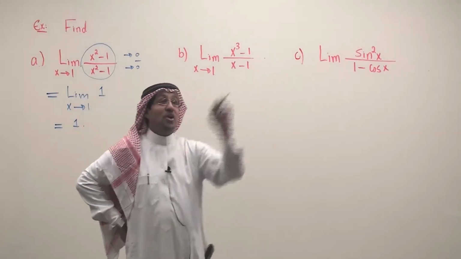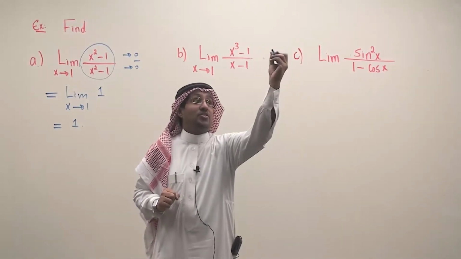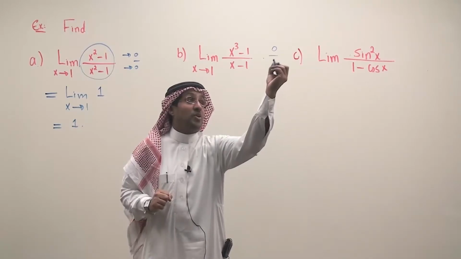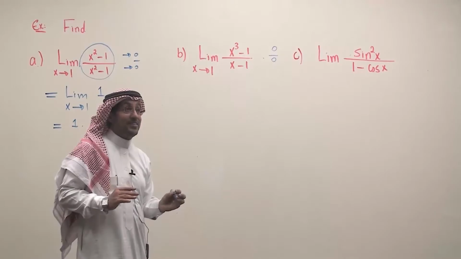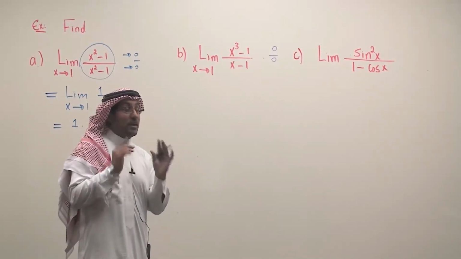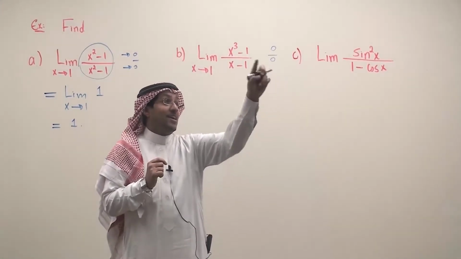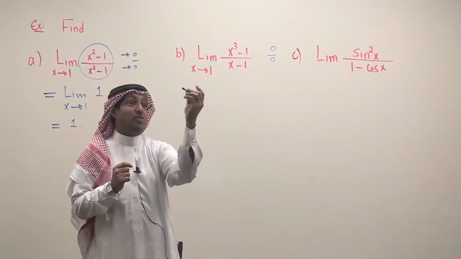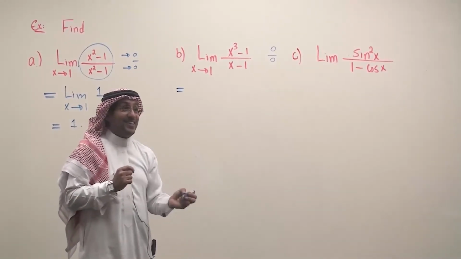Here too, when x goes to 1, 1 cubed minus 1 is going to be 0, and the denominator is going to be also 0. Okay, don't rush and say the limit does not exist. Try to make a conclusion, because you cannot say it does not exist either, because it has this form only. So you will have to deduce whether it really does exist or not.